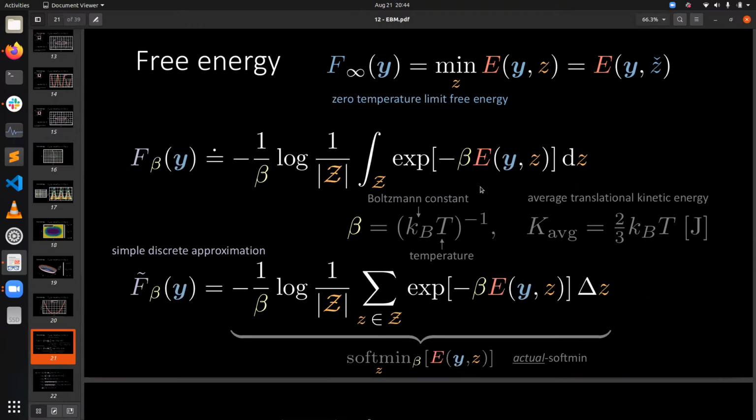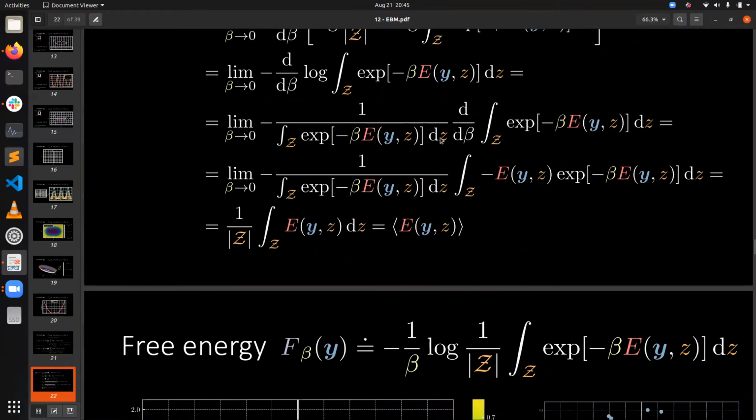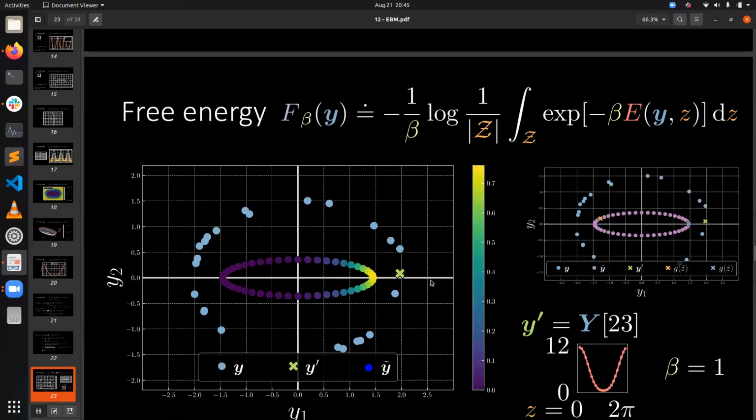And this integral can be discretized. So integral is just a summation, right? And you can discretize that while going through all the z points, all the values of the latent variable. So maybe this diagram will help to understand it a little bit better.